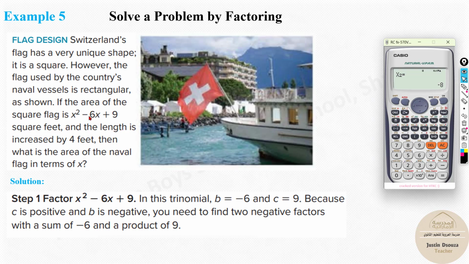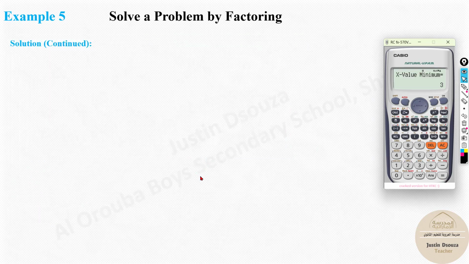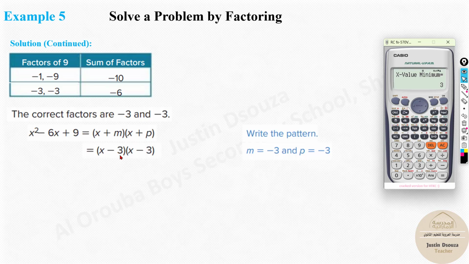Now, you need to basically factor this out. Let's first factor this out. What you do is use mod phi 3 and simplify this: 1, minus 6 and 9. What are you going to get? 3. Now, this is one more important thing. The answer is minus 3 and minus 3.